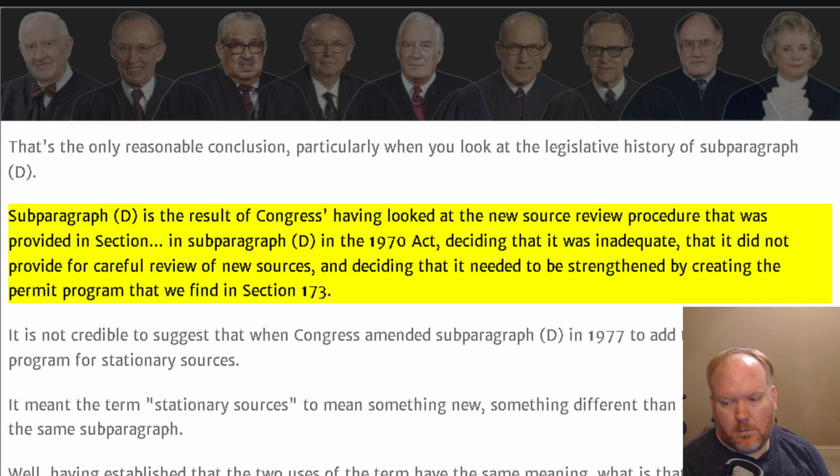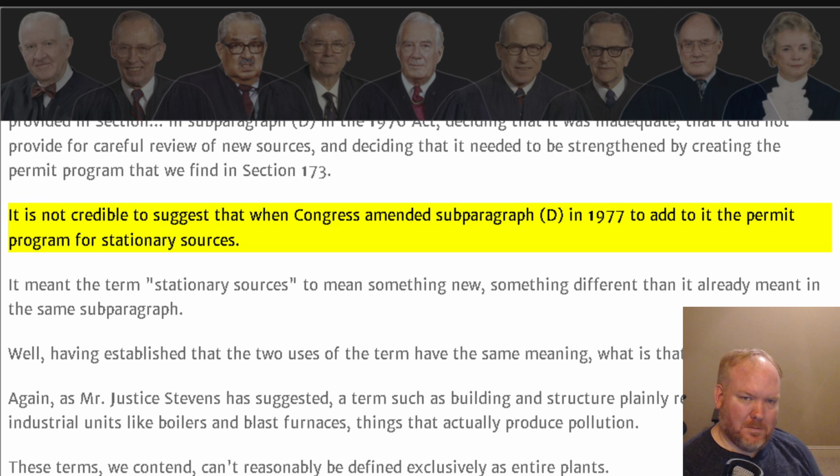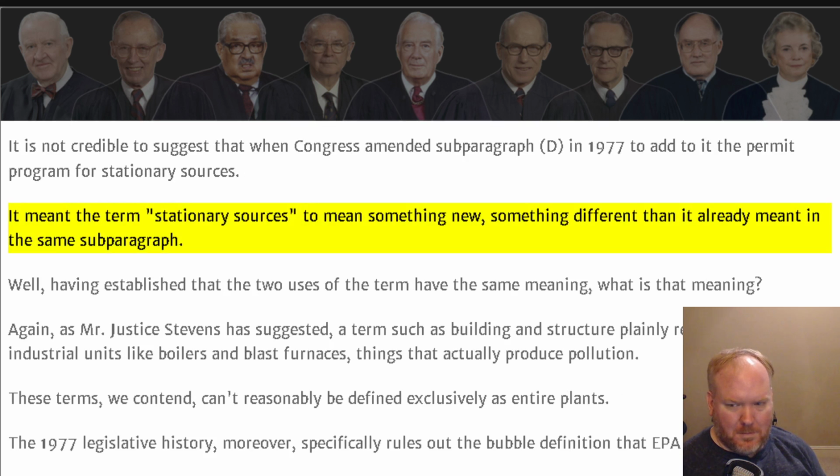Subparagraph D is the result of Congress's having looked at the new source review procedure that was provided in subparagraph D in the 1970 Act, deciding that it was inadequate, that it did not provide for careful review of new sources, and deciding that it needed to be strengthened by creating the permit program that we find in Section 173. It is not credible to suggest that when Congress amended subparagraph D in 1977 to add to it the permit program for stationary sources, it meant the term.